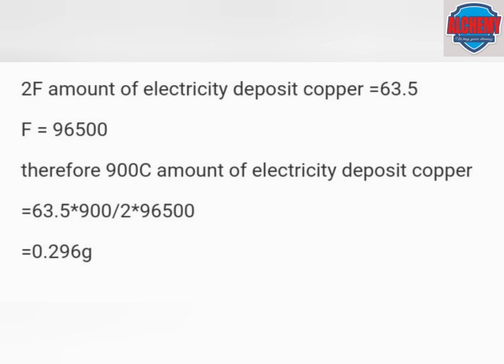2 Faraday of electricity can deposit 63.5 gram of copper. Therefore, 900 coulomb of electricity can deposit 63.5 into 900 divided by 2 into 96,500, and the answer is 0.296 gram.